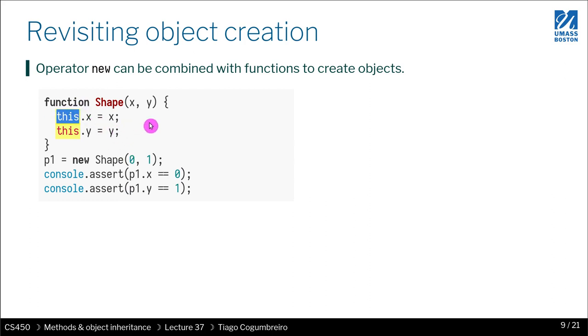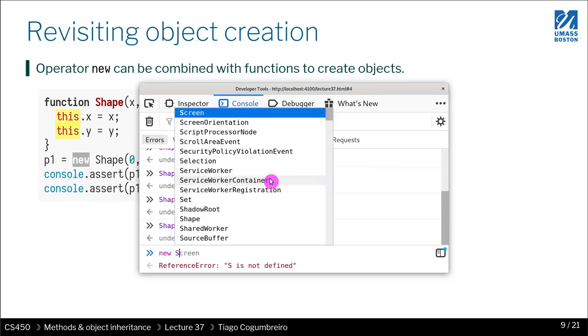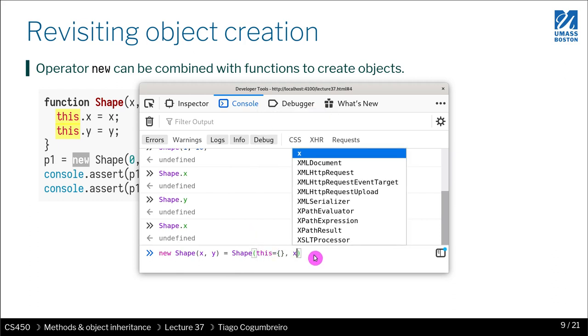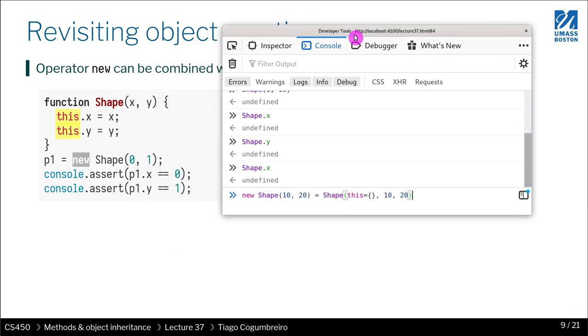Okay, so this special variable only appears when you use the new keyword. So when you do new and you pass the function, when you call a function with new, what you're doing is creating a new object. The easiest way to think of it is that new shape is the same thing as calling shape where this is initialized with an empty object, let's say I'm passing 10 and 20. Okay, and let's see if now it makes more sense. Making it a bit bigger.